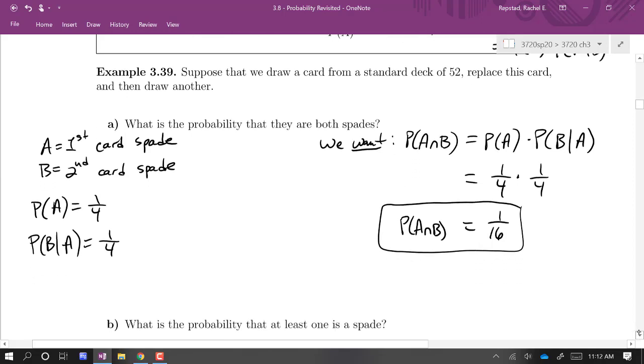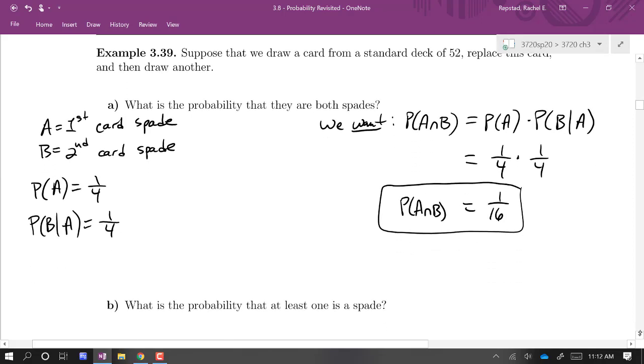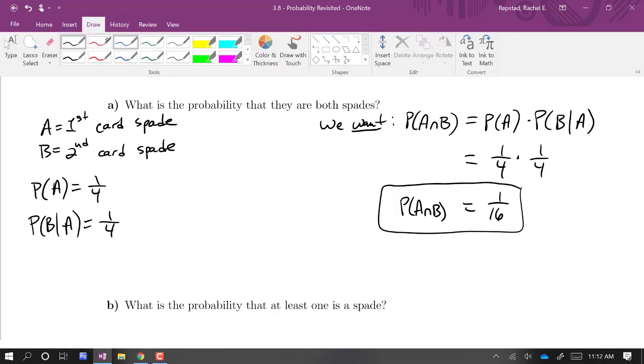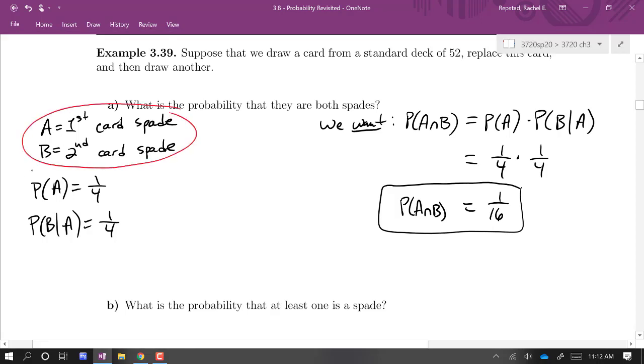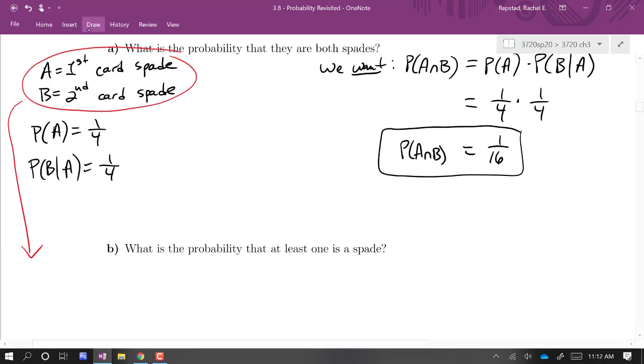Now let's change the question just slightly. Same scenario: I draw a card, I put the card back, I draw another card. I'm going to leave A and B, these events, defined in the same way. And this time we want to know what's the probability that at least one is a spade.